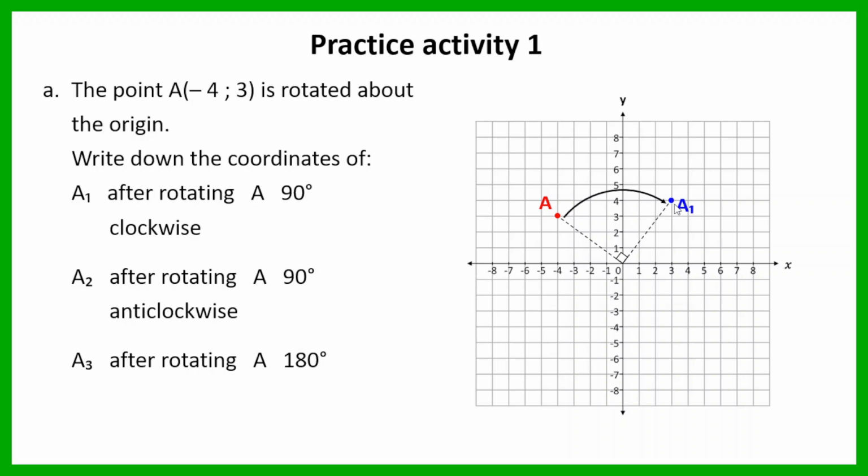So A1 has got the coordinates 3, 4. So that's what you should have got for the first one, where you were rotating 90 degrees in a clockwise direction. And the next one, we're rotating 90 degrees in an anti-clockwise direction. So we're going to go in the opposite direction from A.